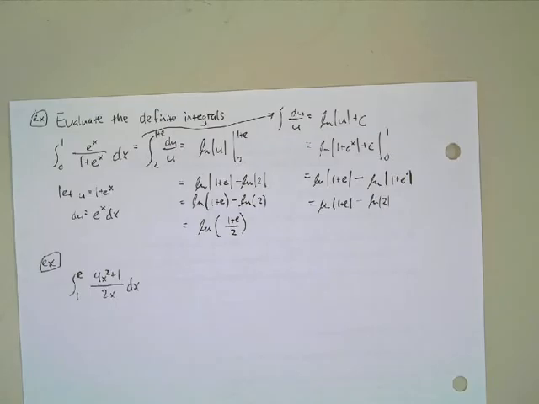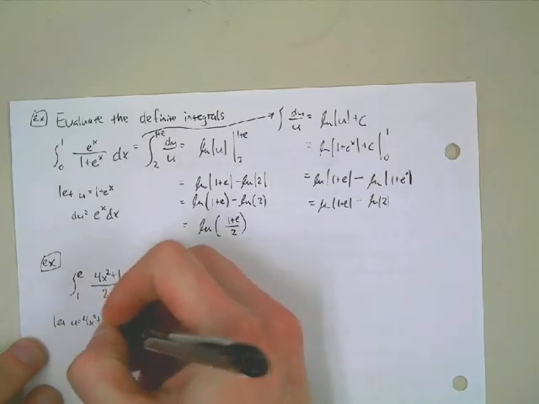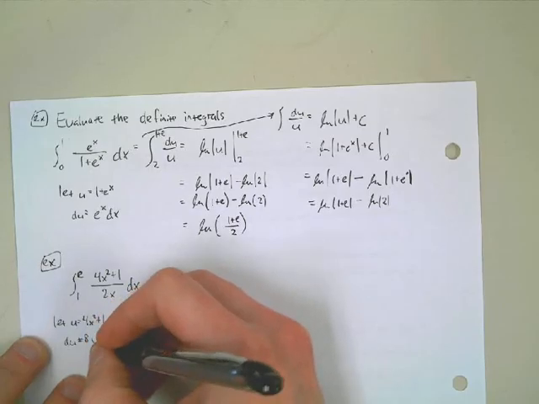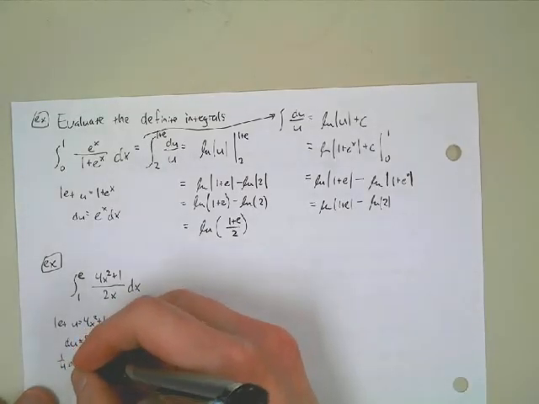Okay, so let's see here. Ryan, what do you say? What should we do here? Well, I'm gonna say let u equal 4x squared plus 1. So du is 8x dx. You don't have an 8, so you have to make it just 2x, so you divide each side by 4. So 1/4 du equals 2x dx.